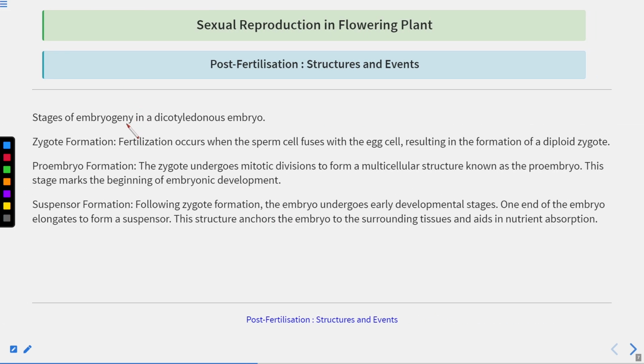Now let's talk about the stages of embryogeny in the dicotyledonous embryo. What are the stages of embryo development? First is the zygote formation, which takes place after fertilization. So this is a post-fertilization event. Fertilization occurs when the sperm cells, or the male gametes, fuse with the egg cells. Both are haploid, and this results in the formation of a diploid zygote. The zygote is a unicellular diploid structure.